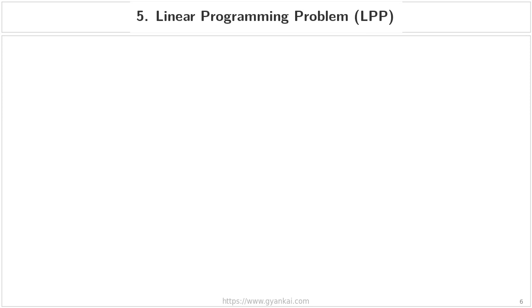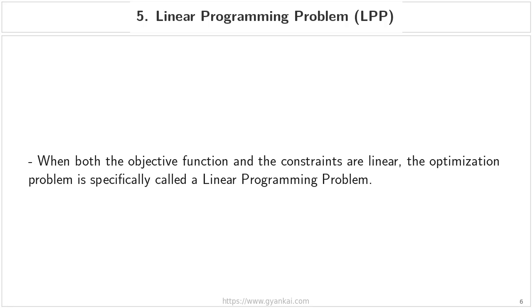5. Linear programming problem, LPP. In the previous slide, we discussed the concept of an optimization problem, which is any problem where we seek a maximum or minimum value under certain restrictions. Now, look closely at what happens when we add one specific condition. If both our objective function and all our constraints are strictly linear, then this optimization problem takes on a specific name. We call it a linear programming problem, or LPP for short.